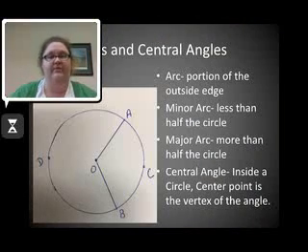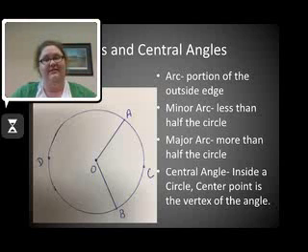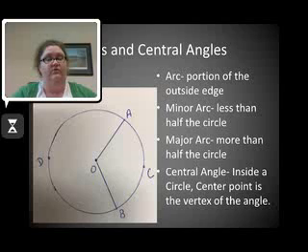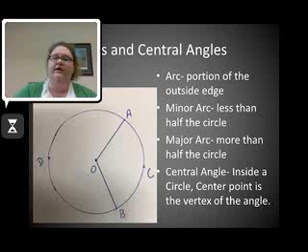Alright, now let's talk a little bit about arcs and central angles. An arc is simply a portion of the outside edge of a circle. That's it. Okay? A minor arc is less than half the circle. So the measure of a minor arc is going to be less than half of a circle. So in this case, arc AB is going to be a minor arc.